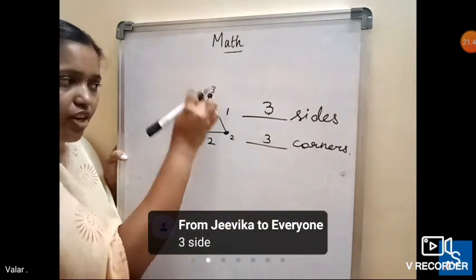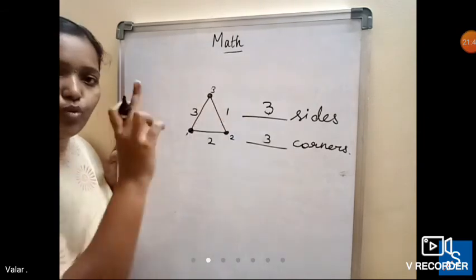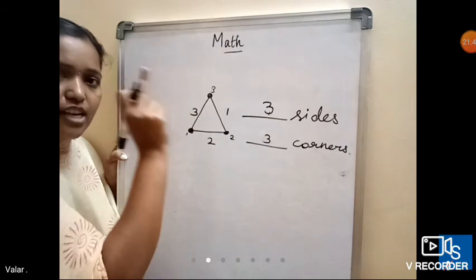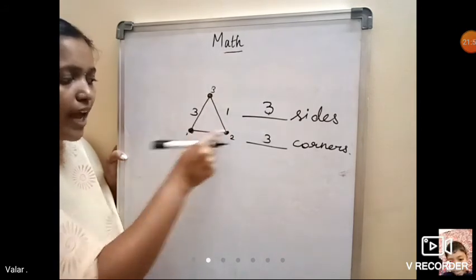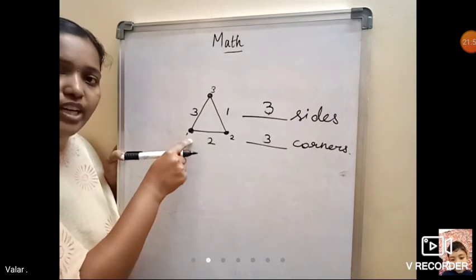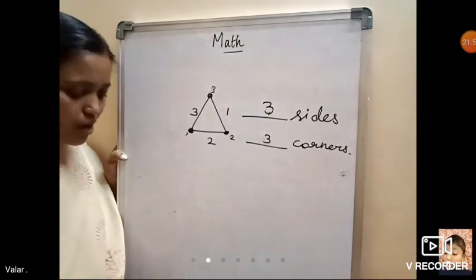Wherever you are having a straight line, that line will have one side, so you consider it as one side. So 1, 2, 3, three sides are there. When two lines are meeting together, that point is called a corner. So here you can see three corners are there.